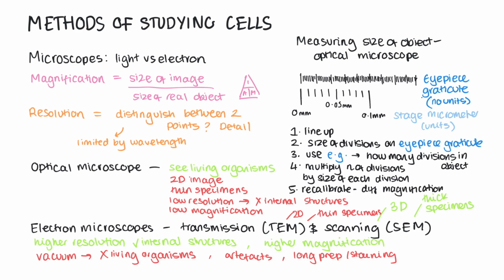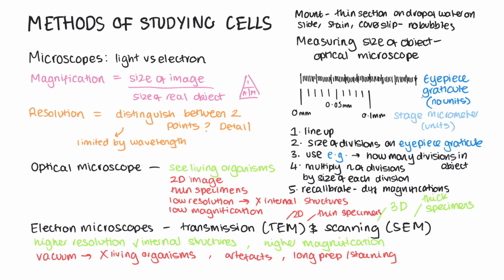Just going back from there, how do we prepare the temporary mount in the first place? So we use tweezers to place a thin section of our specimen onto a drop of water on a slide. We might then stain it. So for example, iodine dissolved in potassium iodide would stain starch granules in plant cells, which might be found in the chloroplasts. But there are other stains that we can use to stain different parts. So for example, the chromosomes when we want to view mitosis. Then we just carefully lower the cover slip by tilting it and making sure that we avoid any air bubbles.